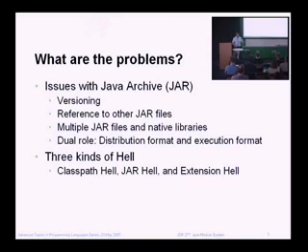So all these deficiencies can be summarized in what I call three kinds of hell: the class path hell, the jar hell, and the extension hell. I'm not going to go into details here because I can talk about it all day. But there are basically various problems related to class loading, packaging, and deployment in the Java platform that every Java developer would have encountered.